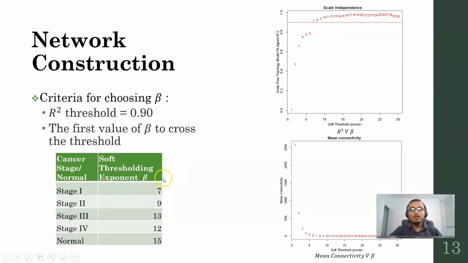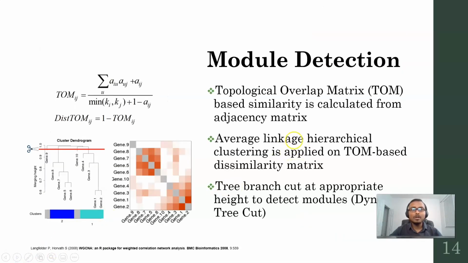And after constructing our co-expression network, we then move to our module detection phase. In here, we use the adjacency matrix of the co-expression network to construct the topological overlap matrix based similarity matrix. From the TOM based similarity matrix, a dissimilarity matrix is then calculated by subtracting it from 1. The TOM based similarity matrix tries to calculate the similarity between nodes by using the common edges and the edge weights between them.